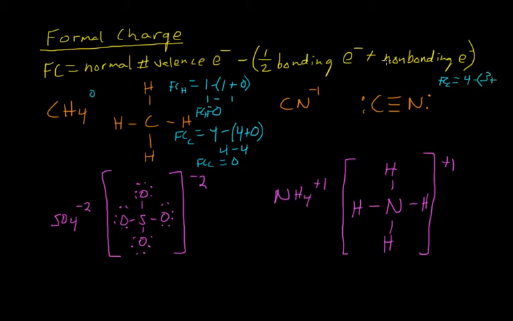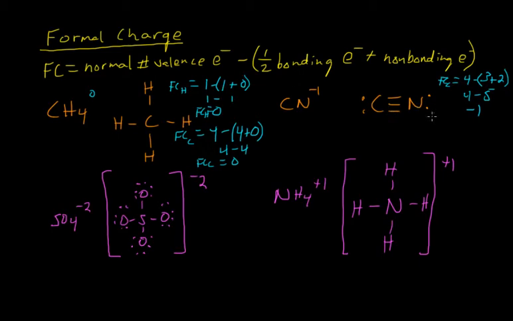And we're going to add that to the number of non-bonding. Well, this time carbon actually has 2 electrons that it's not sharing with the nitrogen. So that's going to be my 2 there. So if I do this, 3 plus 2 is going to be 5. 4 minus 5 is going to be -1. So the formal charge on this carbon is -1.